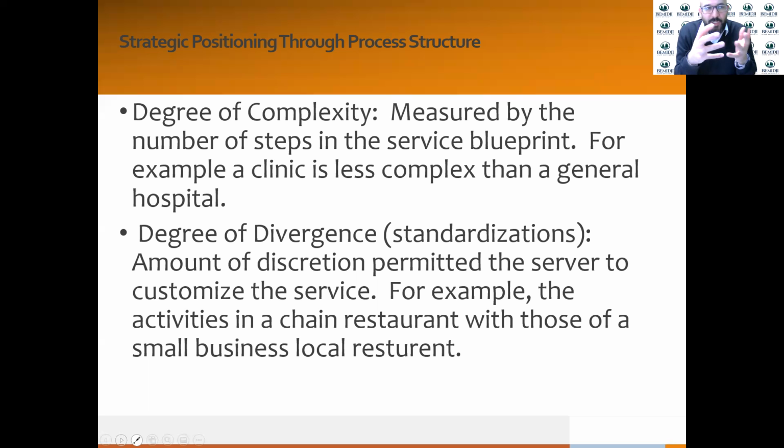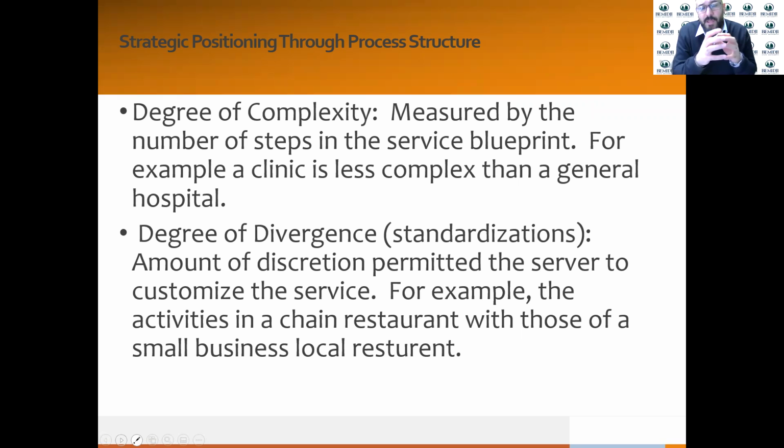So the process structure, how we could structure the process, could be one way to understand how to improve the process. Looking into the process structure is important because that will help you to improve it. And there are two things that I could mention to you. One is the degree of complexity of the process. How complex is the process? And this is measured by the number of steps in the service blueprint. So you count how many steps. The fewer the steps, the simpler the process.